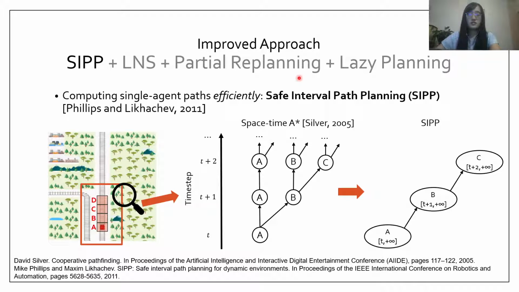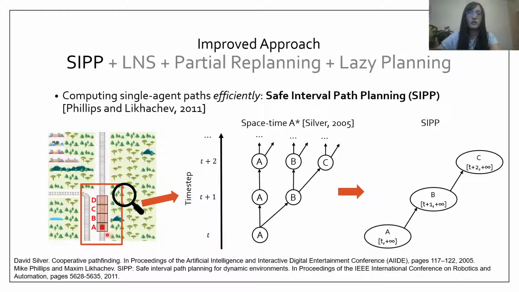But we can do it better. We introduce 4 different techniques to improve our basic approach. The first one is about the single-agent path planner. We replace the old spacetime A* with safe interval path planning, or SIPP.